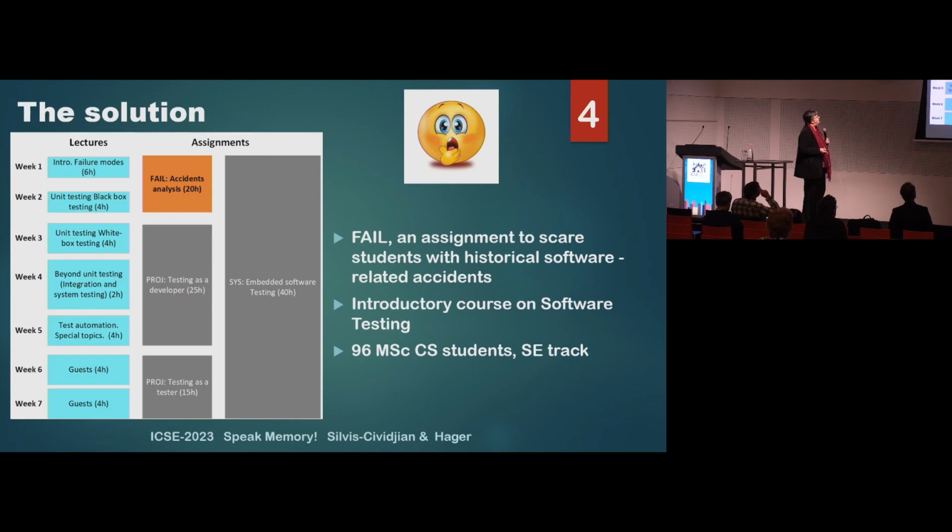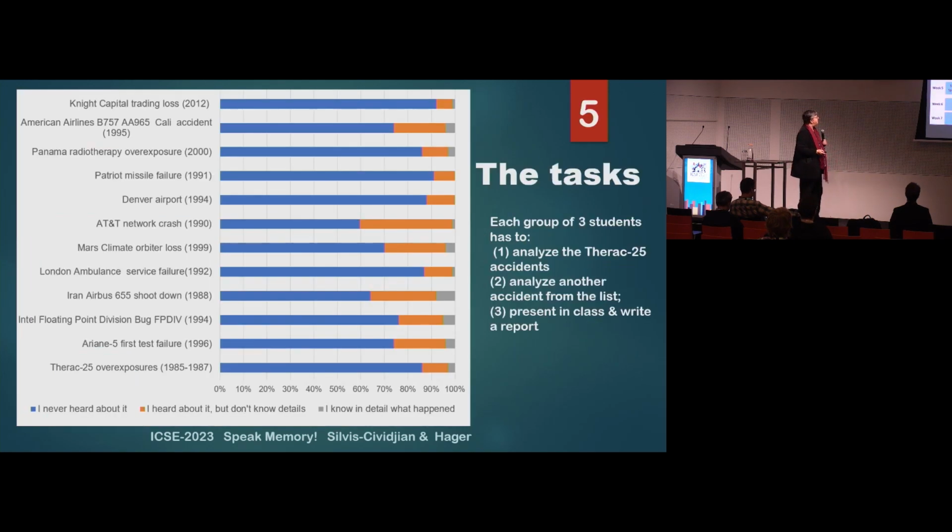So we designed an assignment. You see we have lectures, 7 weeks of all kinds of theory for testing that everybody knows. But what we did that is maybe more original is to design an assignment in the beginning called Failed, where we scare our students with the consequences of suboptimal testing. It's an introductory course. I had 50 every year, now I have 100 master students, and it's a software engineering track.